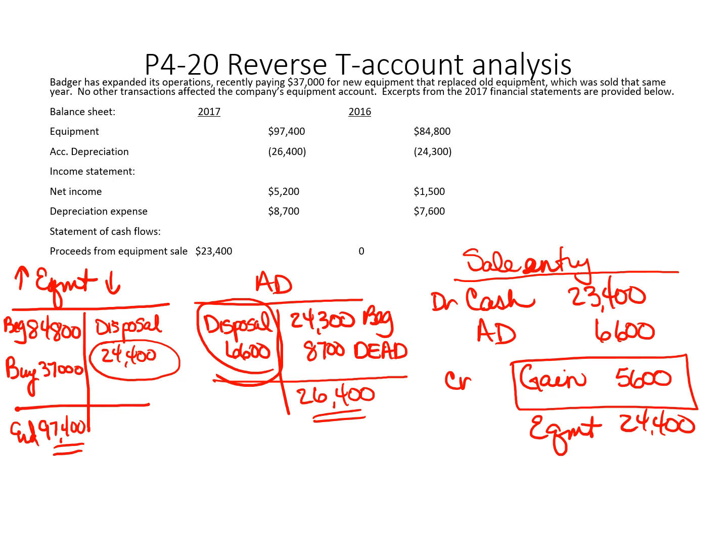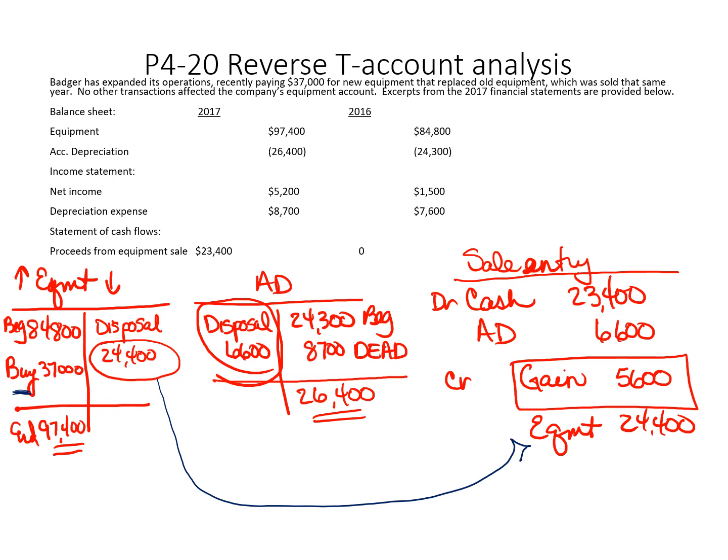All right, so let's see what we've got. Equipment started the year with a beginning balance of $84,800. It ended the year at $97,400. We knew that it bought a new piece of equipment for $37,000. So adding all that up, we find by our detective sleuthness that the cost of the equipment we disposed of was $24,400. So that when we sold the equipment would be a credit to equipment for $24,400.